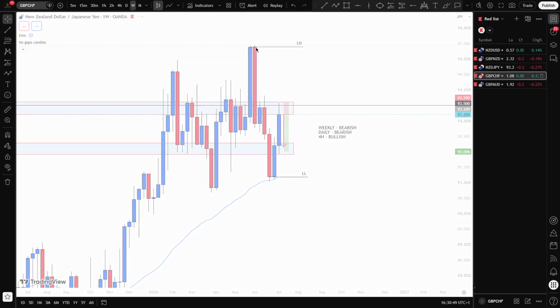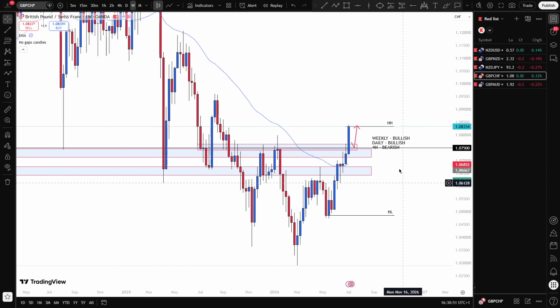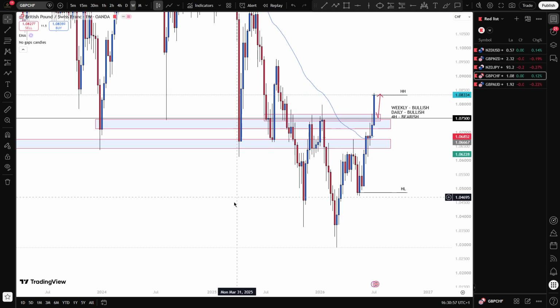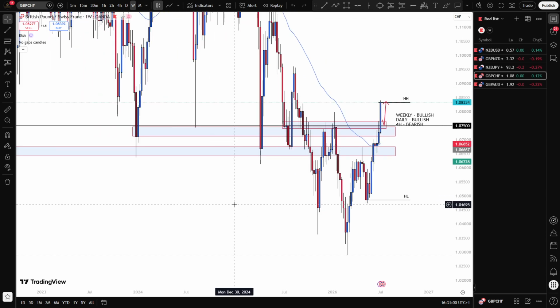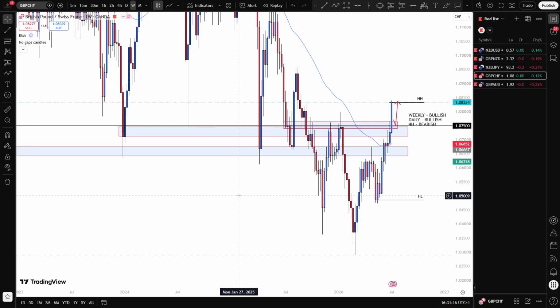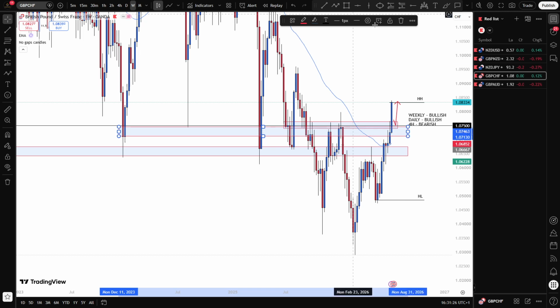GBP CHF is another interesting one. You see, we have two areas of interest here, so I will explain. If you look very well, you see that we are bullish. This is the higher high and this is the higher low. So we have this area of interest. Price has rejected it multiple times in the past. We also have this area of interest also. We have 1, 2, and 3 areas of interest on the weekly time frame. But let me hide this.